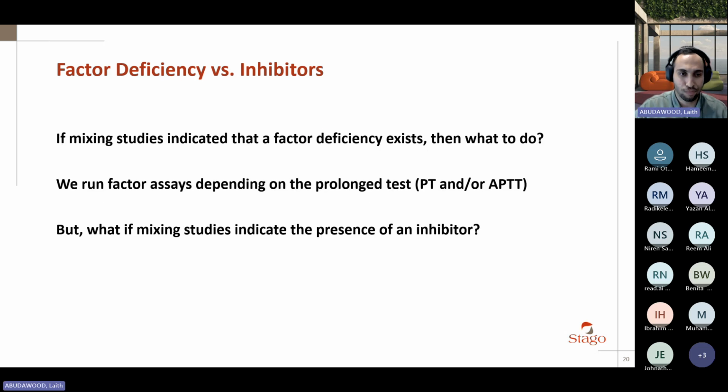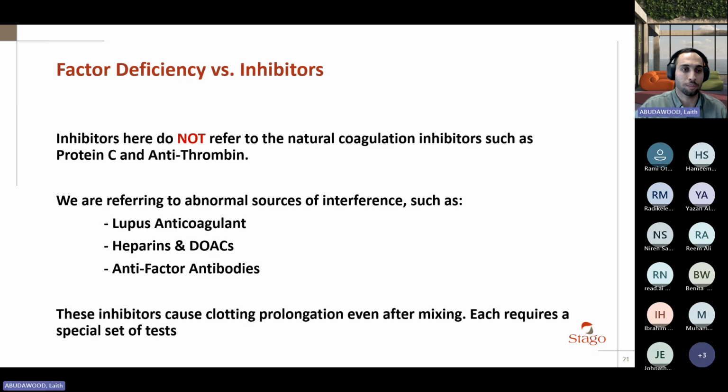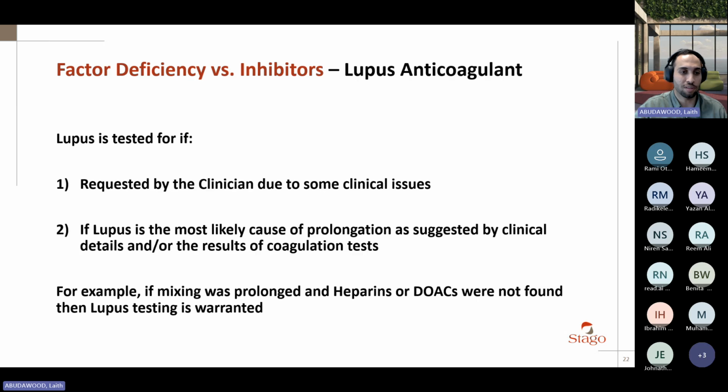Next slide, okay. We spoke about this point. All right. Now, again, this is a very important point. Remember that inhibitors do not refer to your natural coagulation factor inhibitors. All right, we're speaking about these guys, among others. So I think we finished this slide.